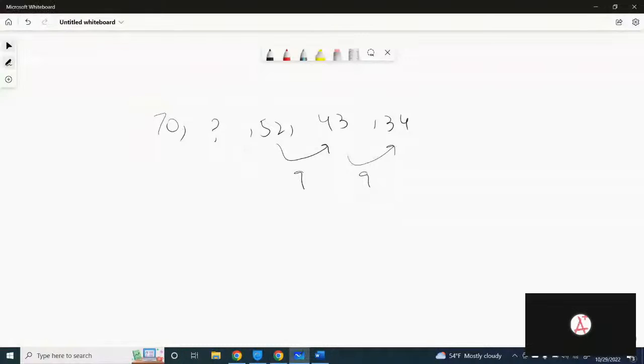That means for each next number you have to subtract 9. Got it? So then the missing number is 70 subtract 9, it is 61. The missing number is 61. Got it? Very good. You have to subtract 9. It is 61.